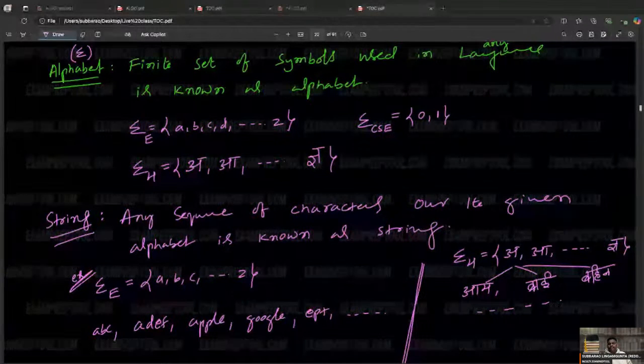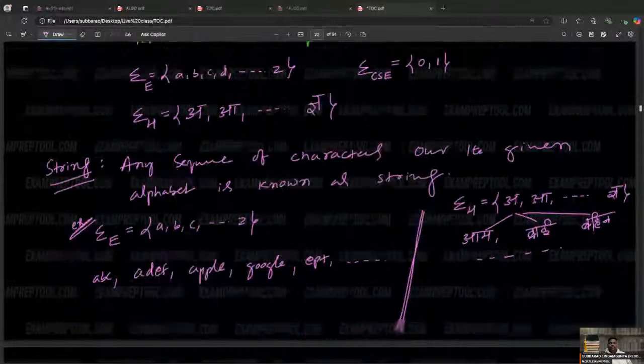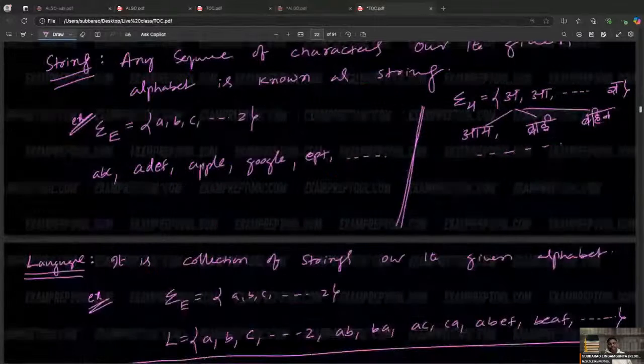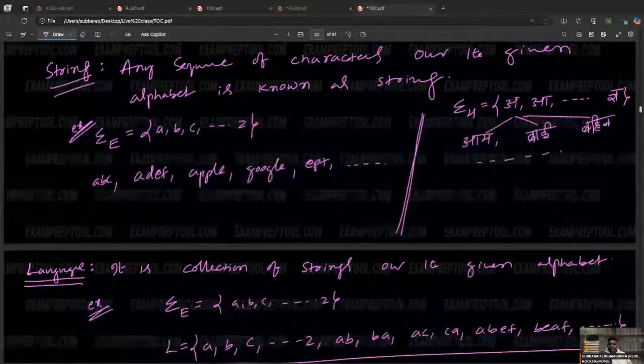So alphabet is nothing but a finite set of symbols used in any language. Every language has an alphabet. Any sequence of characters over the given alphabet is known as a string.